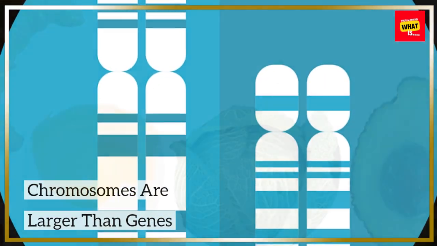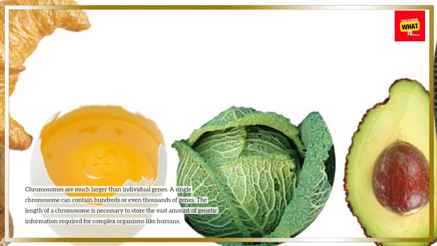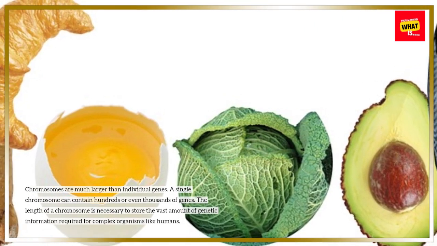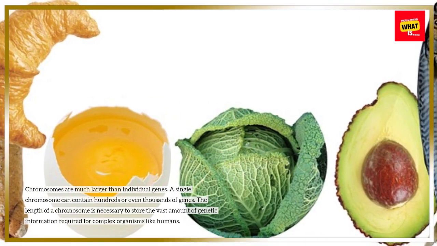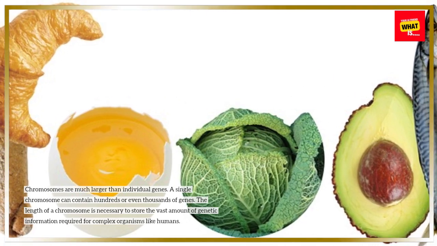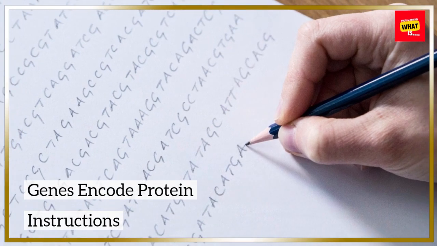Chromosomes are larger than genes. Chromosomes are much larger than individual genes. A single chromosome can contain hundreds or even thousands of genes. The length of a chromosome is necessary to store the vast amount of genetic information required for complex organisms like humans.